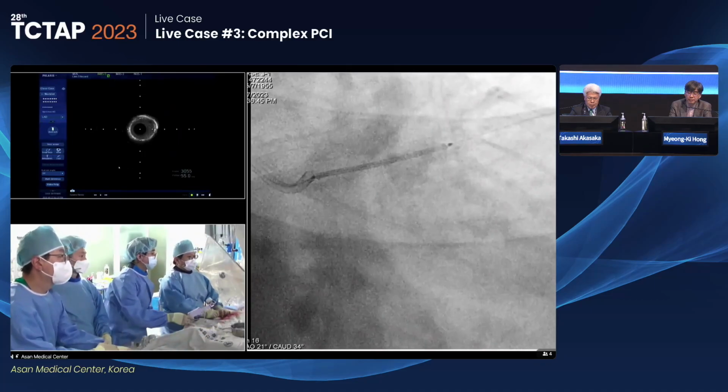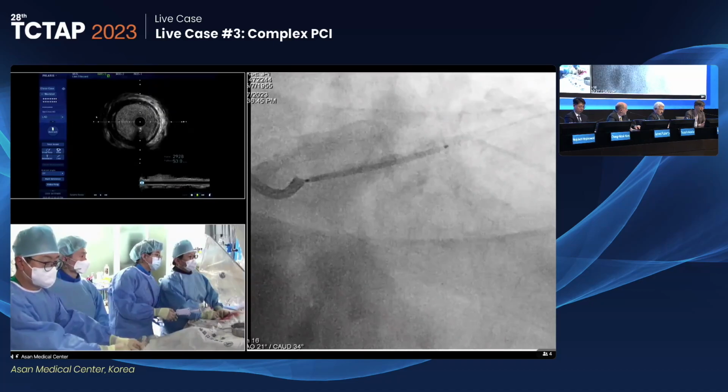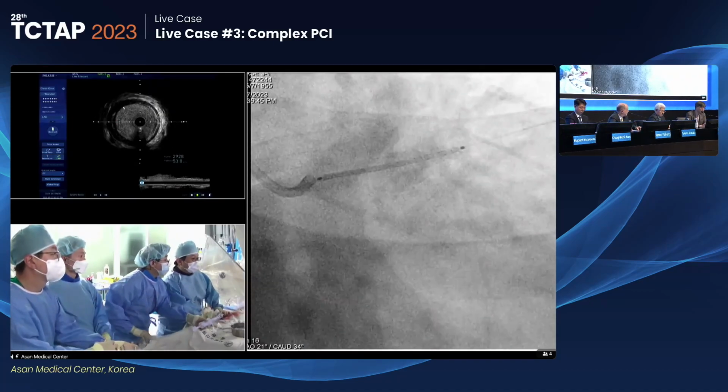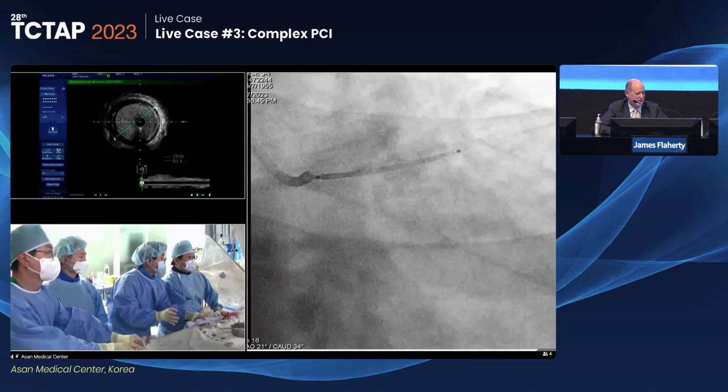Yes, correct. Would you agree, Dr. Hung, that all restenosis should be imaged? But I know you image all PCI anyway.